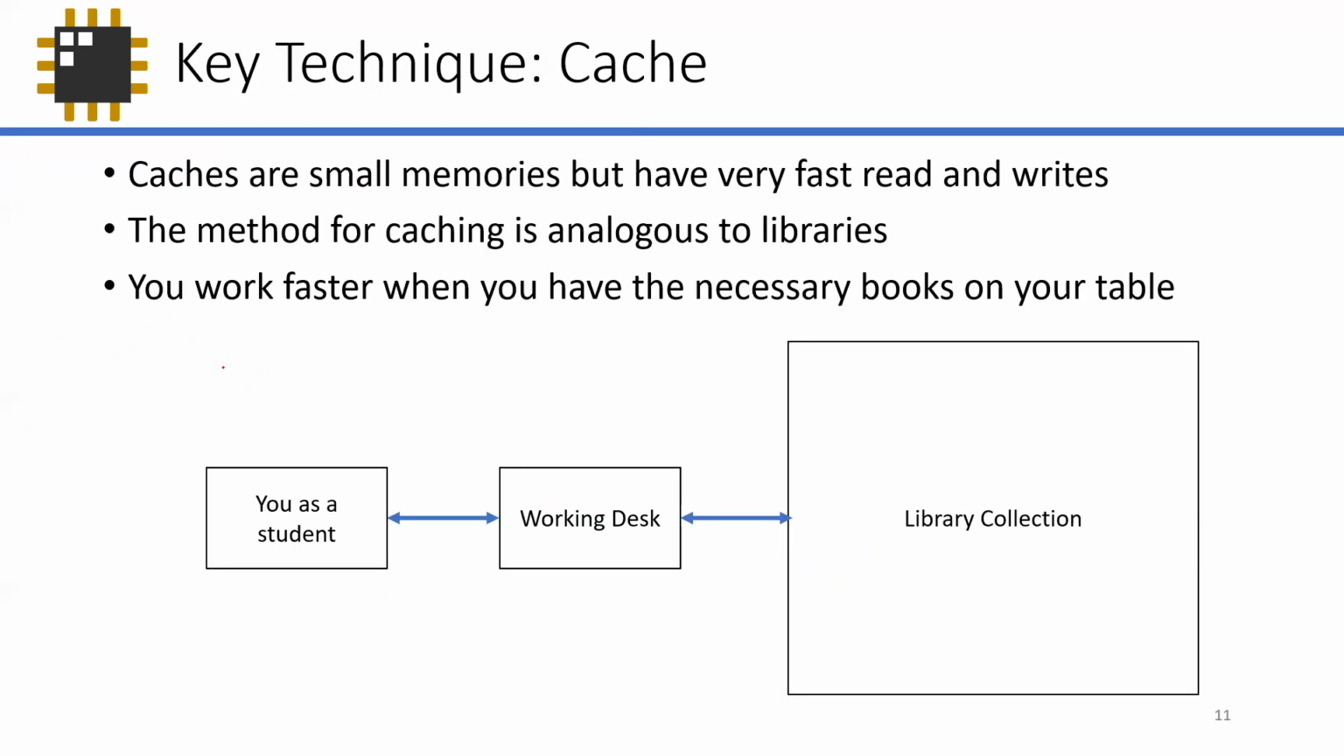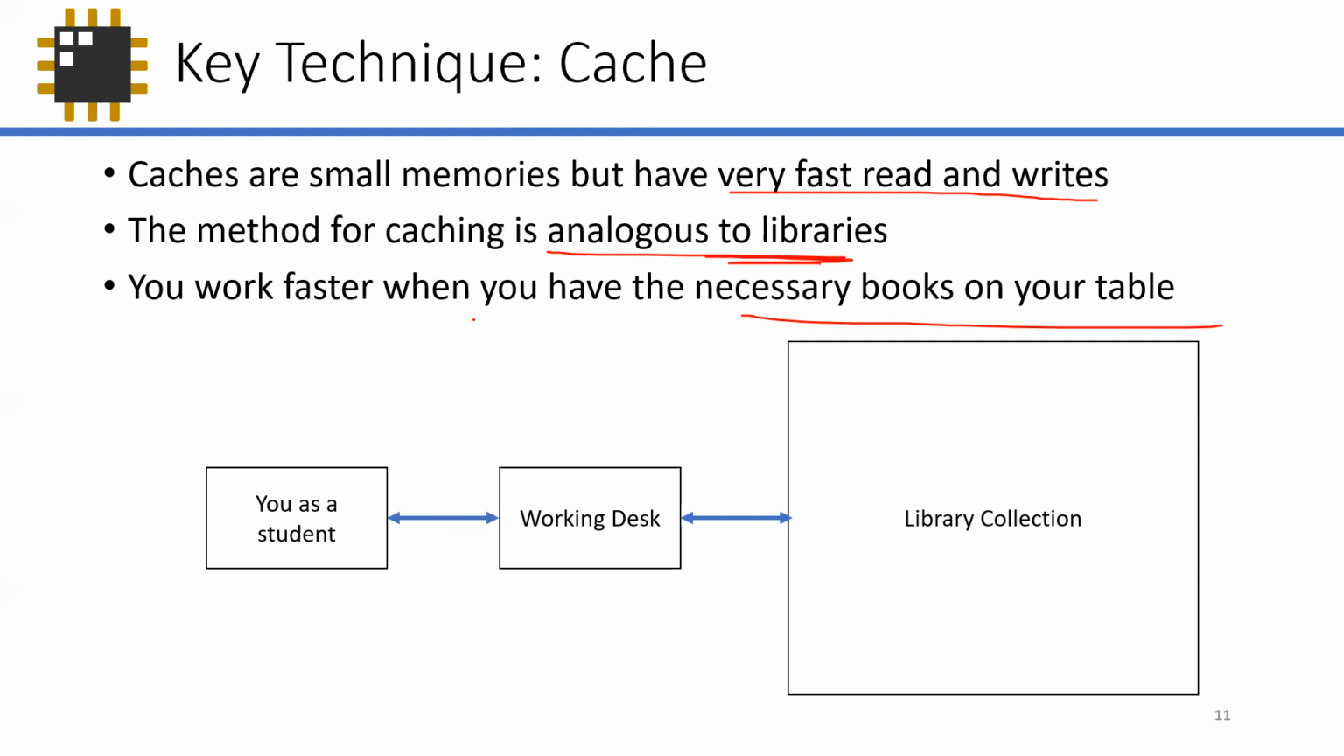So the key technique to make memory look like it's faster is to introduce caches. Now caches are small memories, as mentioned earlier, but they have very fast read and write times. And the method for caching is actually a very good analogy to libraries, right? Wherein you actually work faster or study better when you have the necessary books on your table. Say for example, you go to the engineering library in CS Lib or maybe in Melchor, and then let's say you have to study about CoE 113, right?